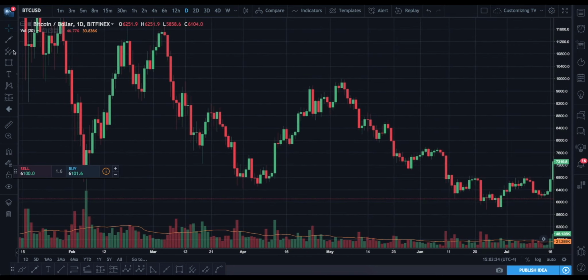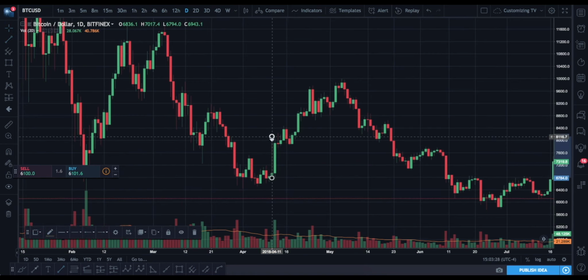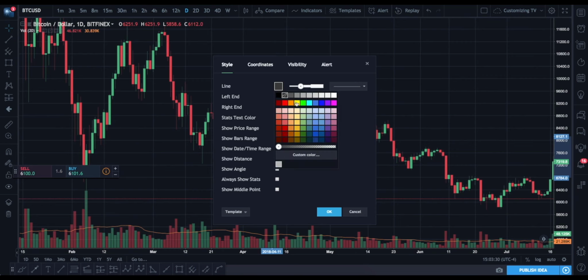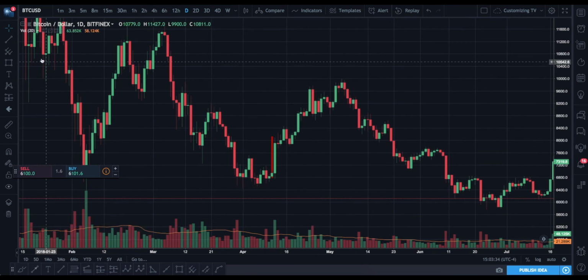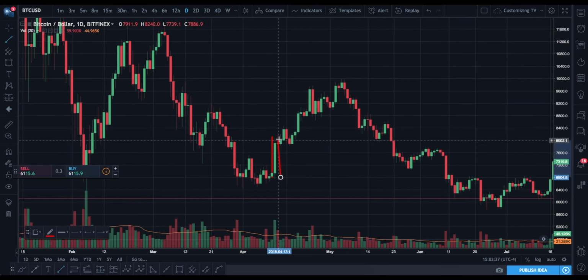So what is this? I'm going to be drawing the pattern right here, and this is what's called, let me make this more visible. This is what's called the pole of the flag. So you have the pole right here, and then you have the flag.